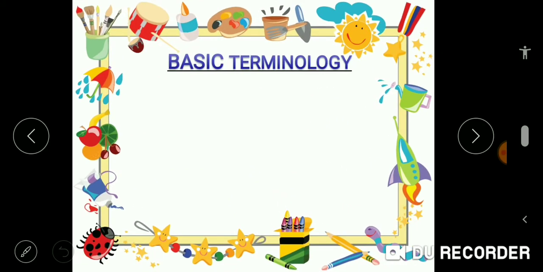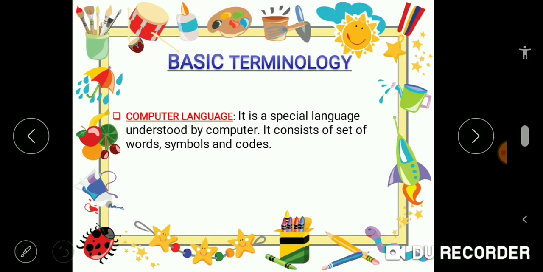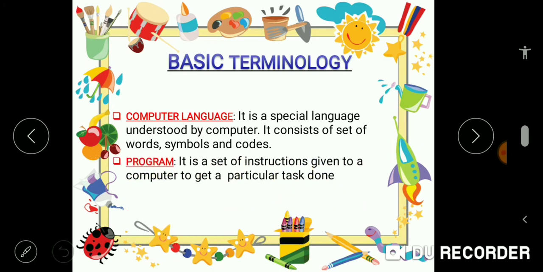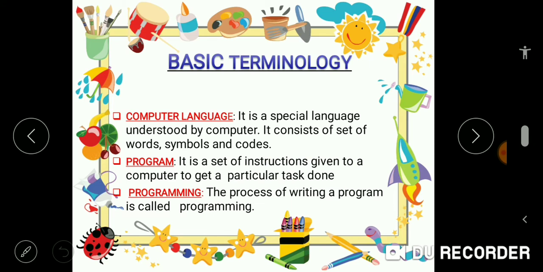Now, before I start the chapter, let us discuss the basic terms related to the chapter. First is computer language. It is a special language understood by computer. It consists of a set of words, symbols and codes. Next, program. It is a set of instructions that tells the computer what to do. Next, programming. The process of writing specific instructions in a computer language is called programming. Each programming language has its specific rules.